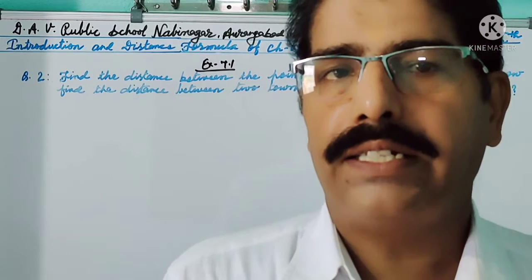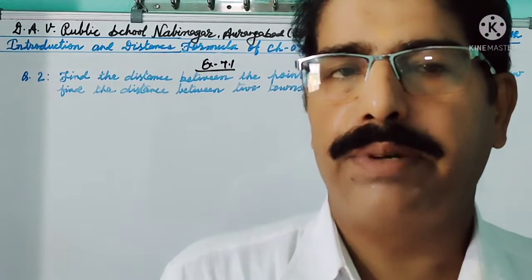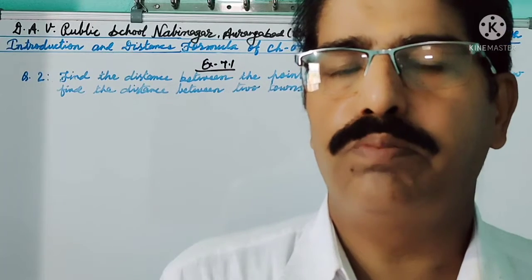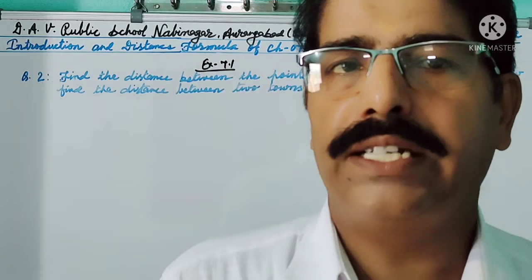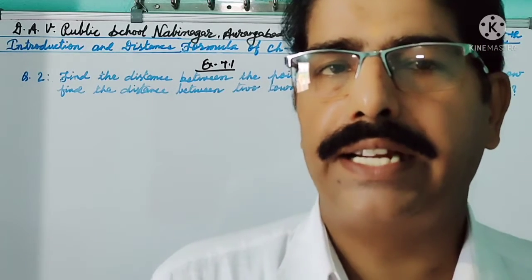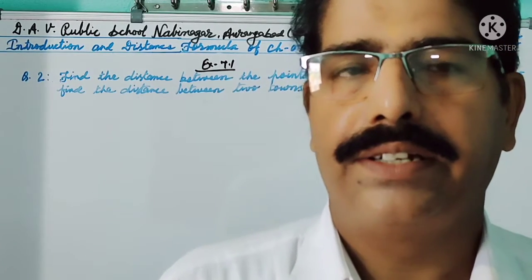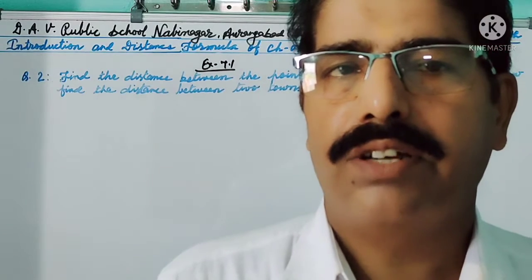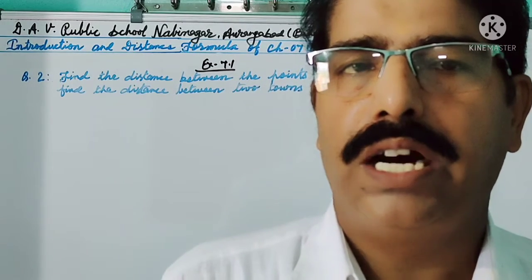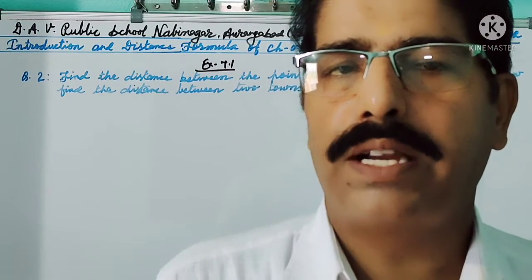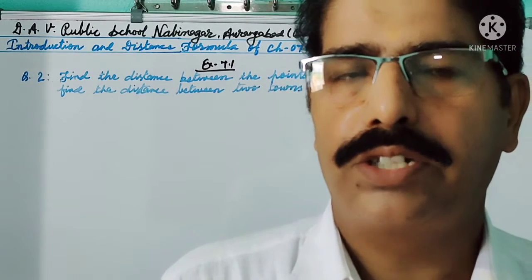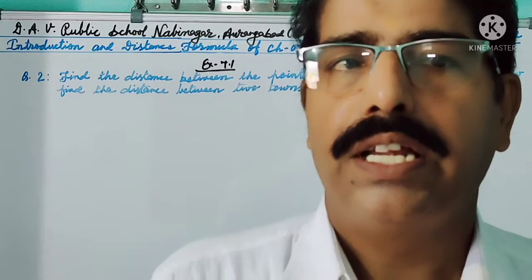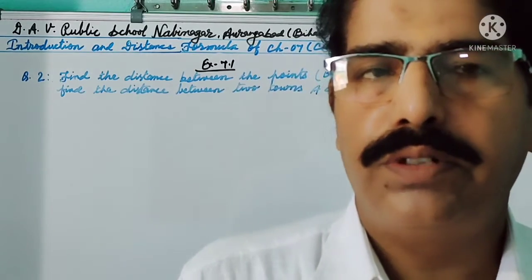We know that in the Cartesian plane, if given 2 points A and B whose coordinates are (x1, y1) and (x2, y2), then distance AB equals the square root of (x2 minus x1) whole square plus (y2 minus y1) whole square. So let us move to the next topic.